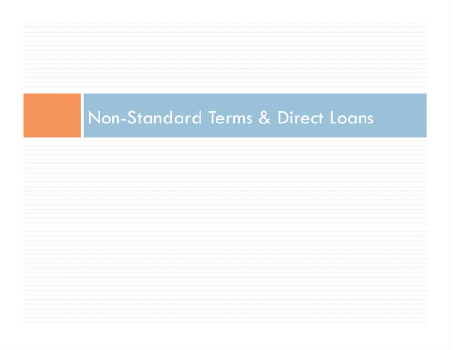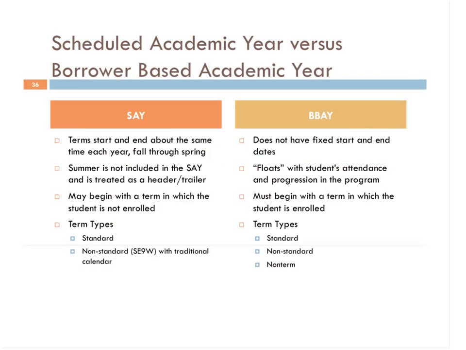Non-standard terms and direct loans. Most of us are clearly aware of what the scheduled academic year versus the borrower-based academic year is. We understand that, but the challenge is how do we apply that? The important thing to remember is that the borrower-based academic year floats with the student's attendance and progression, and it's not driven by a term start and end.